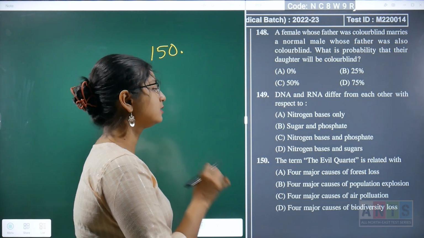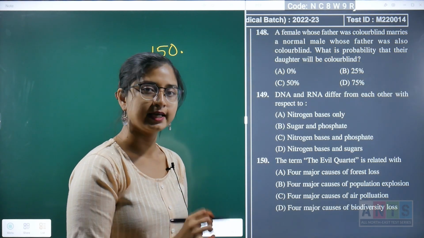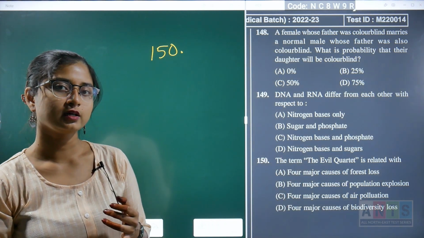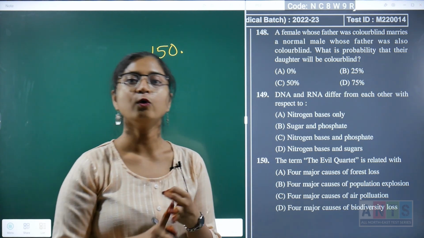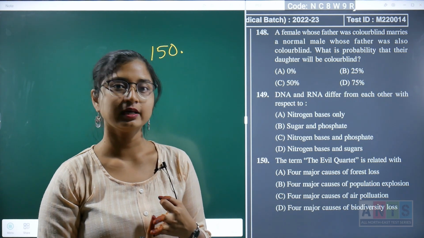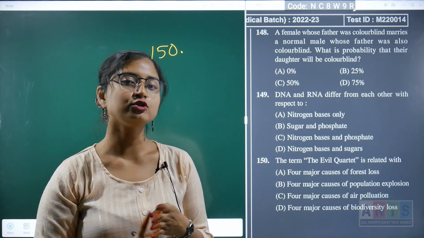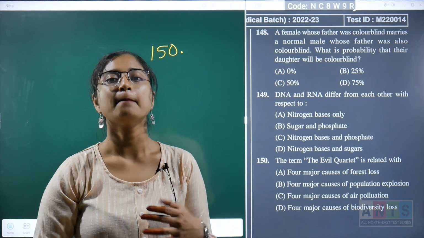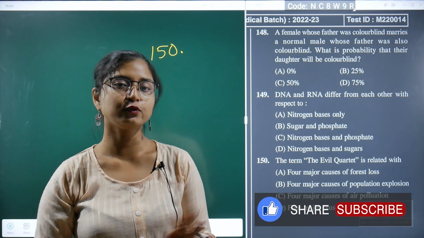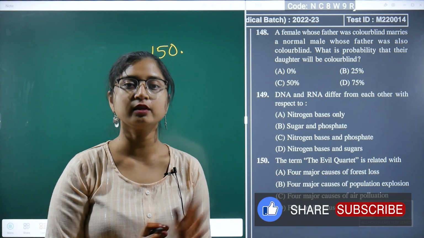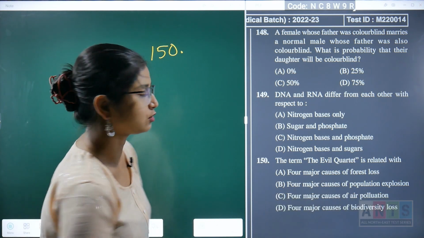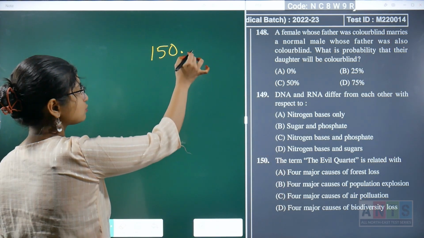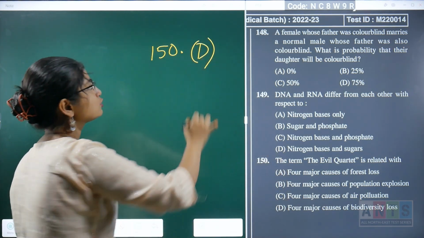Question number 150. The term evil quartet is related with. So in the evil quartet, there should be 4 things. What are the constituents of the evil quartet? Habitat loss and fragmentation, overexploitation, co-extinction and alien species invasion. So what are these 4 points explaining? These are considered to be the reasons behind biodiversity loss. So these 4 together are considered to be the evil quartet, the 4 major reasons behind biodiversity loss. So the term evil quartet is related with 4 major causes of biodiversity loss. Question number 150, the correct answer is option D.